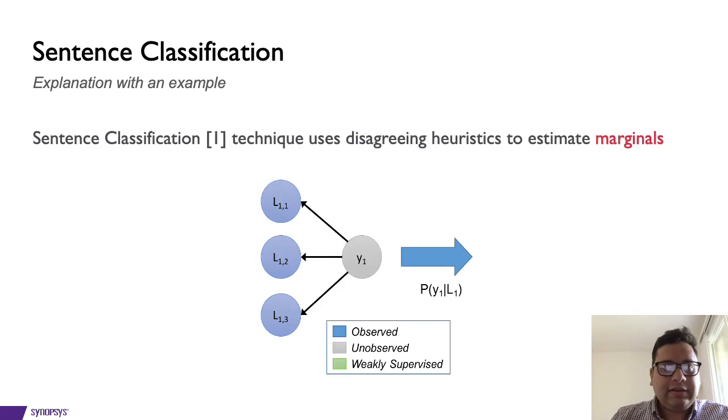Now let's discuss each component of SpecToSVA architecture in detail. The first one is sentence classification. We use Snorkel technique that uses disagreeing heuristics to estimate the marginal probabilities.